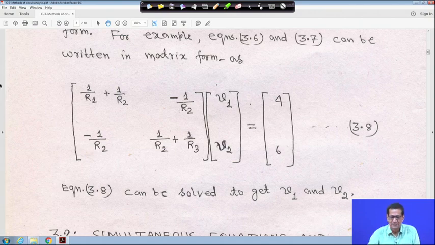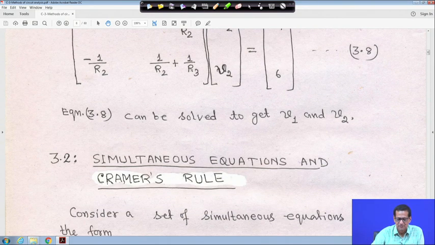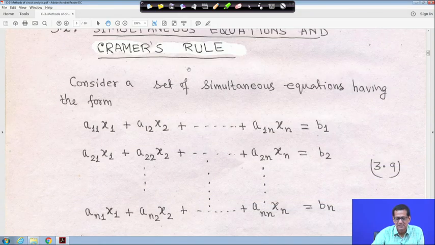So just Cramer's rule we will discuss here, and one small technique I will show you which is valid only for 3 into 3 matrix, right? So this is simultaneous equations and Cramer's rule. So a little bit of idea is required for circuit theory analysis, as I thought. So that's why I have taken this small mathematics, right?